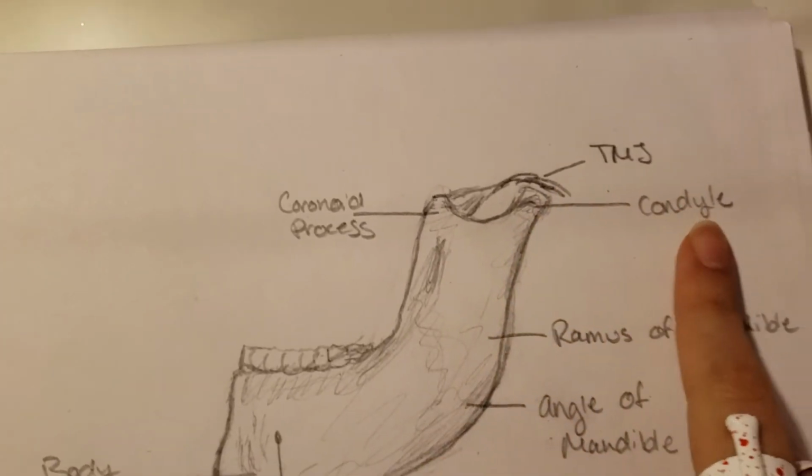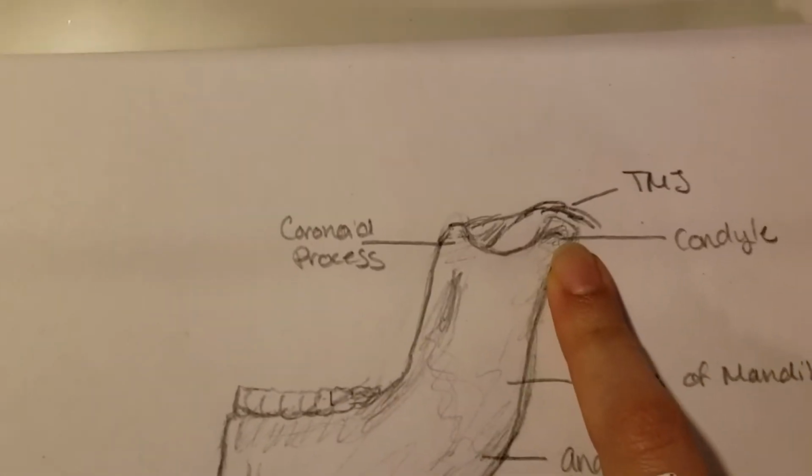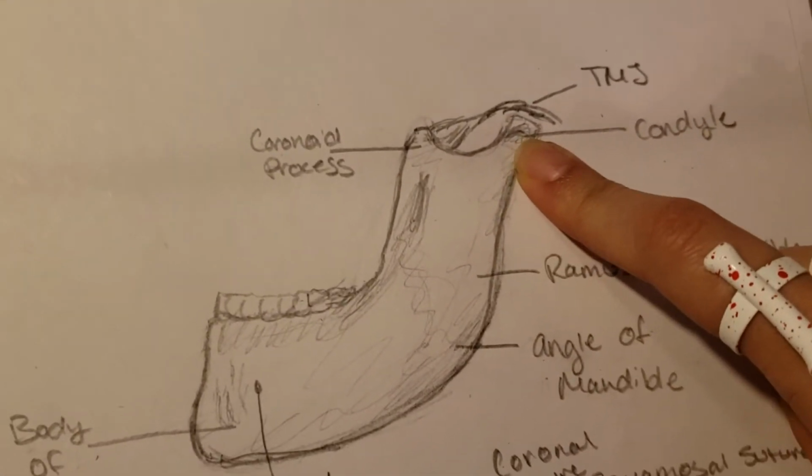The condyle is also a part of the temporomandibular articulation. It is this piece right here on the mandible.